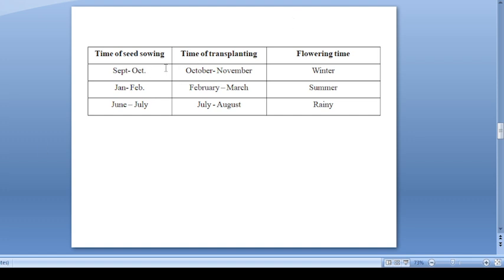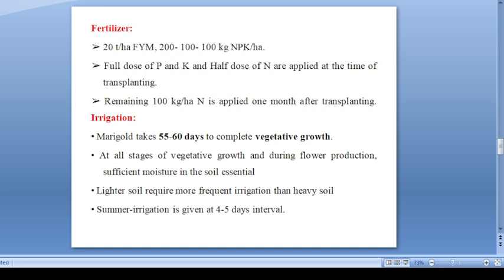Suppose specifically if we want to follow the sowing time and also transplanting, this is the one. In winter we can produce more yield. If we are planting during October, November, December, February, March, we can expect more yield. And July, August, rainy season, we can also expect more yield if we plant then. So irrespective of the seasons, we can extensively, commercially and successfully cultivate this marigold.